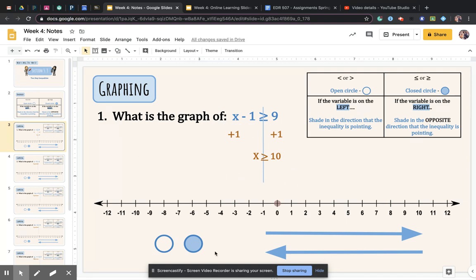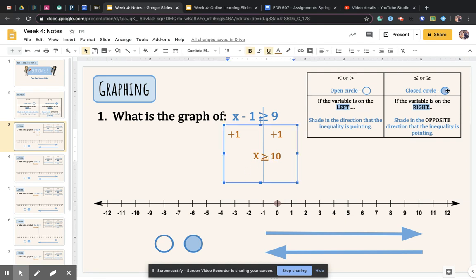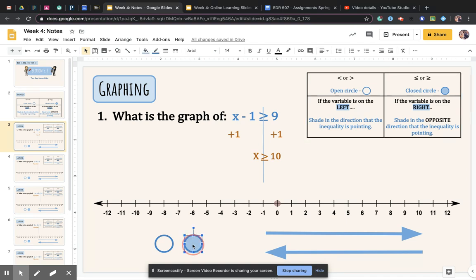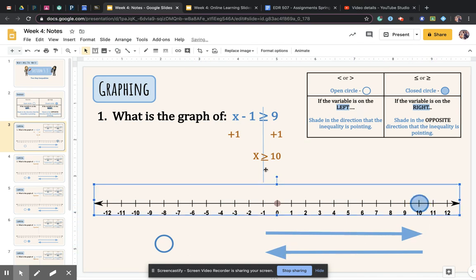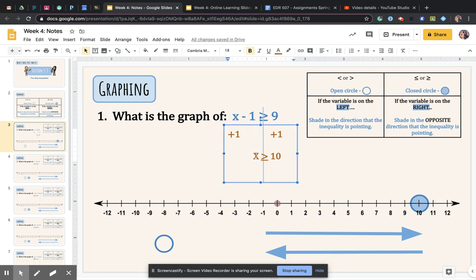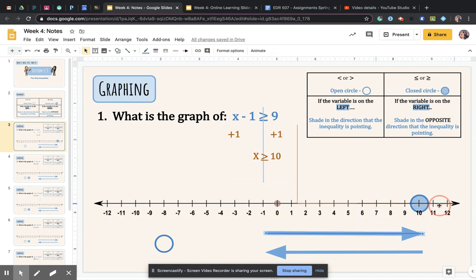Once we have that, I can graph. I know I'm going to have a dot on 10, and because it's equal to, it's going to be closed. So I'm going to click and drag my closed dot to 10. My x value is on the left-hand side, so I'm going to have my arrow go in the same direction as the inequality, which is pointing to the right. The only other thing I'm going to do is fix my arrow. Okay, so there's that graph.